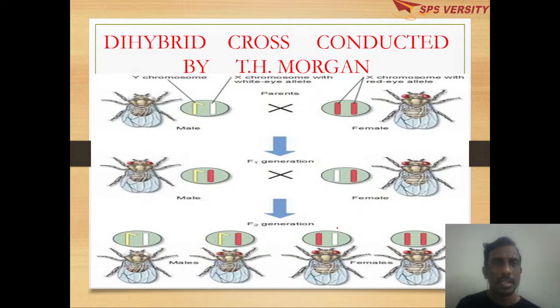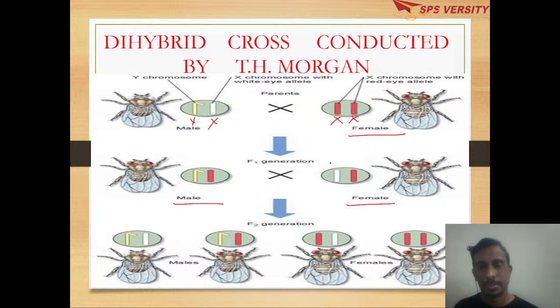So the next thing, if you observe very carefully, whatever genes we are going to study, related to color of eye, color of body, size of wings, are all present on the X chromosome, not on the Y chromosome. So here you can see, this is male, this is the Y chromosome, this is the X chromosome with eye color. Here you can see, this is female, this is the X chromosome with red eye, and this one is white eyes. In the F1 generation, we got the male with red eyes and the female with white eyes. Whatever combination is present in the parent, the same thing has come.